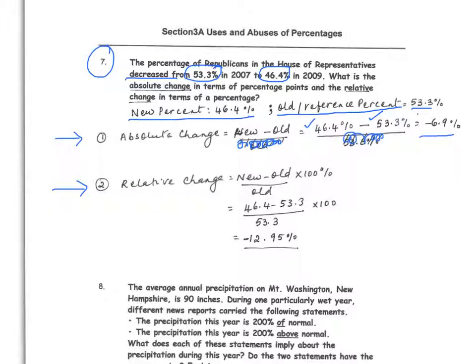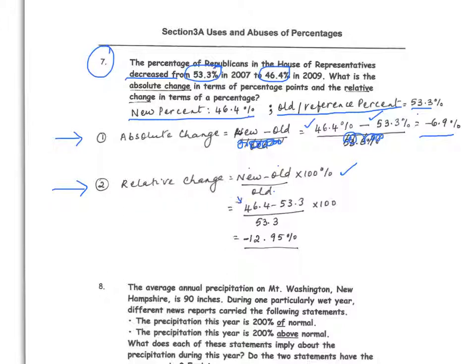So relative change by definition is new value minus old value, that we also call the reference value, divided by the old value. Times, of course, if you want to write it as a percent, it would be times 100%. So this is a formula that we have from before. Now all we have to do is plug in the numbers. We already know what the new minus old is.